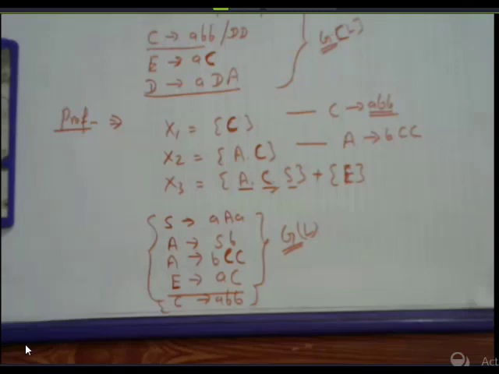Now the second method by which I can simplify the CFGs. Second method: removal of unreachable symbols.